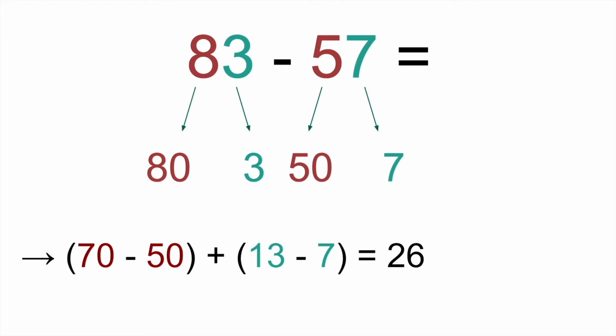And we can see here that it can be used to subtract 57 from 83, though of course 83 would need to be partitioned into 70 and 13, assuming we don't want to introduce children to negative numbers, which is obviously something that we almost certainly don't want to do at this stage.